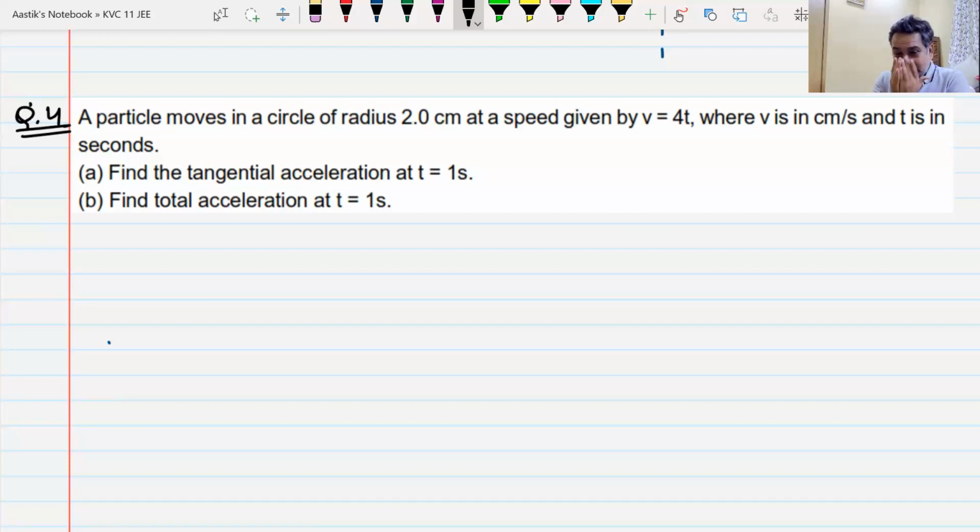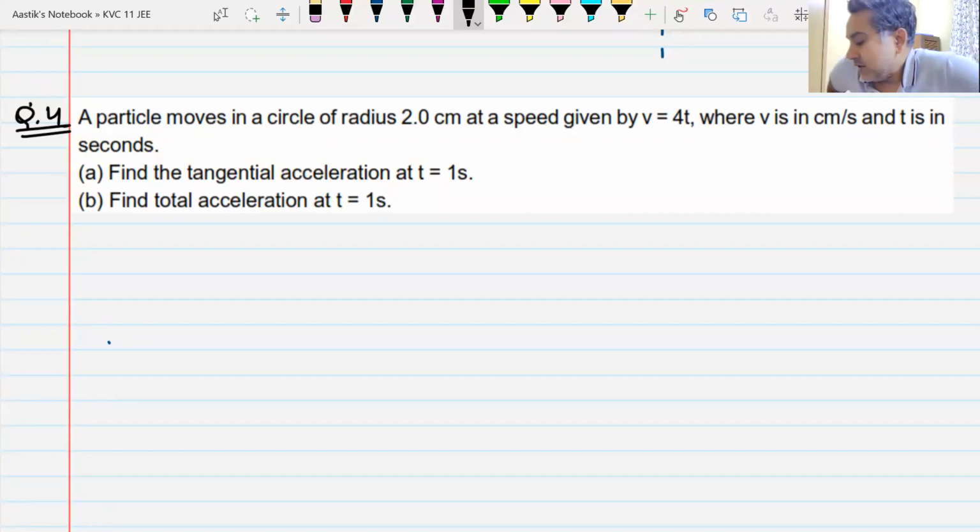Only angular quantities are in radians. Angular acceleration is in radians per second square. Angular velocity is in radians per second. Tangential velocity cannot be in radians per second. Tangential acceleration cannot be in radians per second. Please understand this. Do we understand this? Yes, sir.